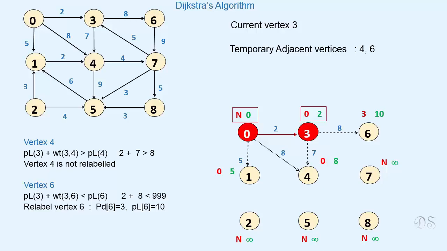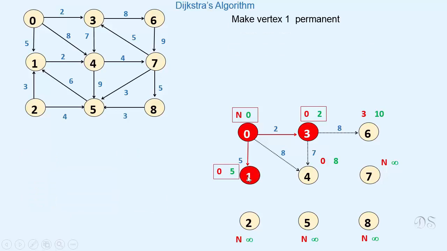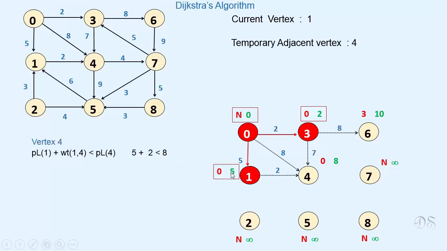Now from all the temporary vertices, this vertex 1 has a minimum path length. So we'll make it permanent. Now this vertex 1 is our current vertex. We have to examine all the vertices that are adjacent to vertex 1 and are temporary. There is only one vertex adjacent to vertex 1 and it is temporary. So we'll examine this vertex 4. Now path length of 1 plus weight on this edge is less than path length of 4.